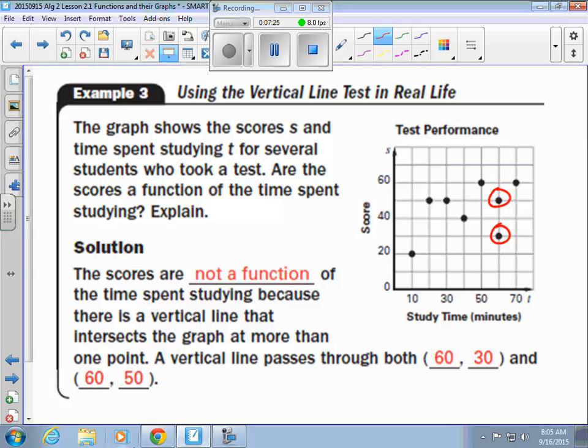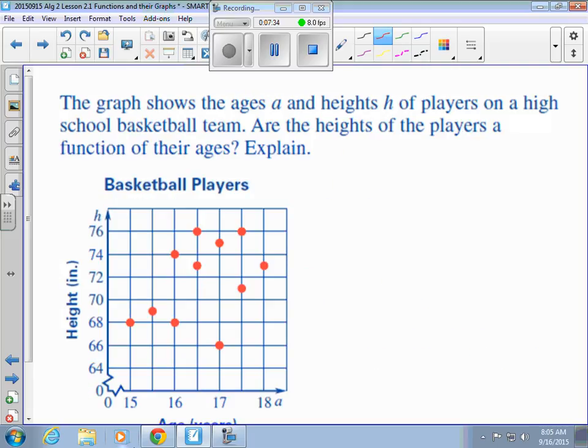Again, most of the time with the vertical line test, you don't even have to physically draw the lines. You could just mentally draw the lines and see if you hit the graph more than once. Okay, you don't have to copy this one down, but mentally, everybody do the vertical line test and determine if it is a function. It says the graph shows the ages A and heights H of players on a high school basketball team. Are the heights of the players a function of their ages? Explain why or why not.